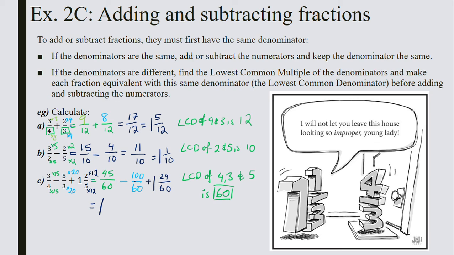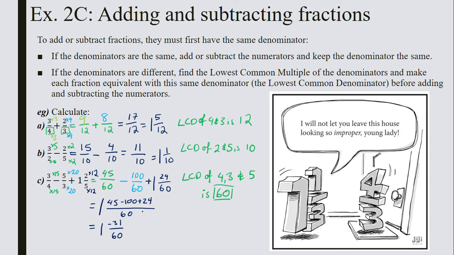So 45 minus 100 plus 24 over 60. We can write it like this. Effectively, we're looking at only the numerator. And we get 45 minus 100 is negative 55. And then we add another 24 to get, okay, 1 and negative 31 60ths.